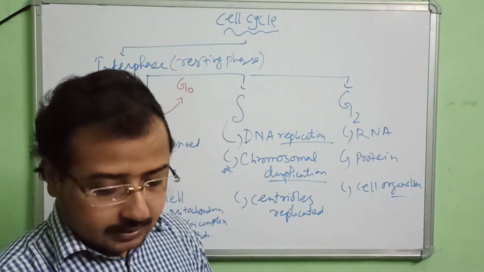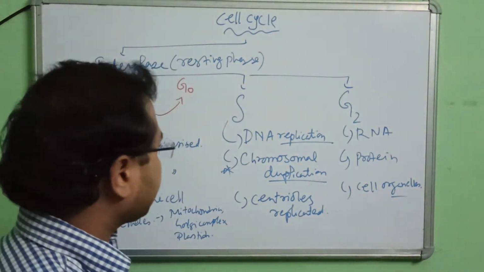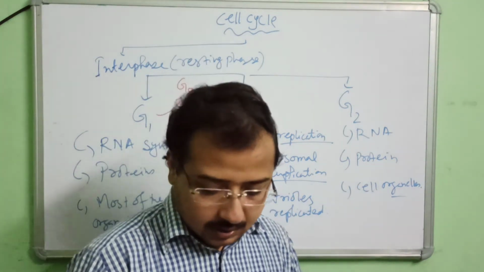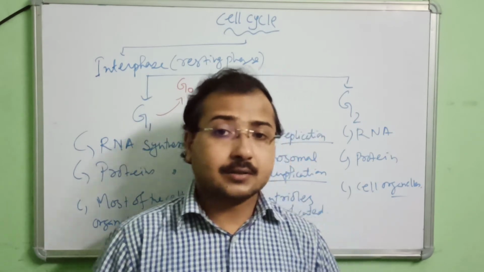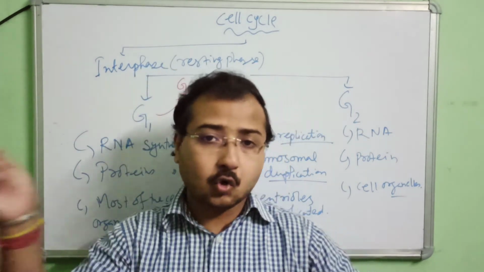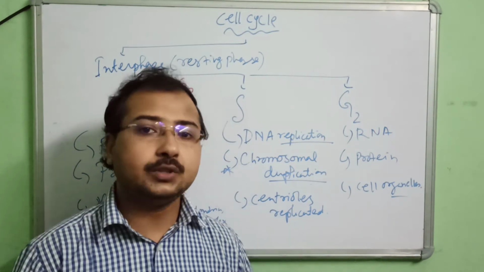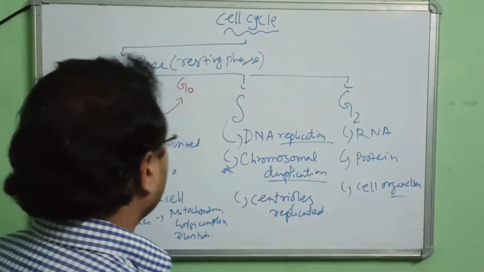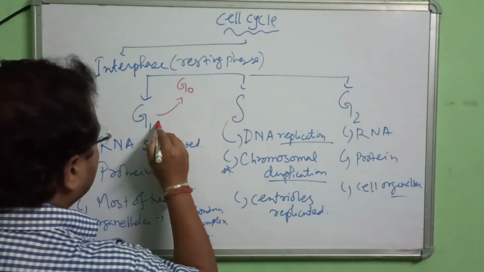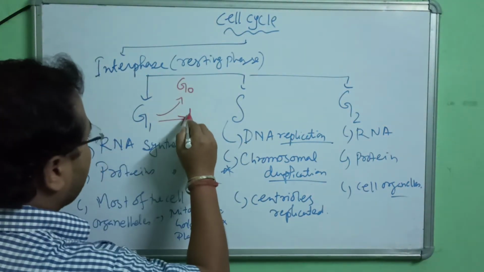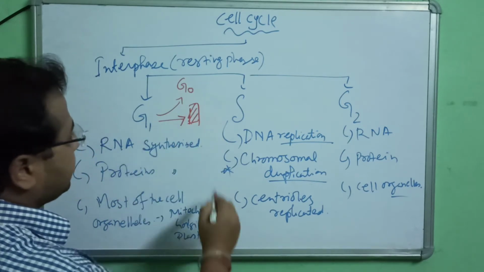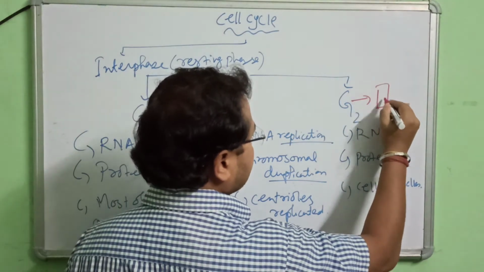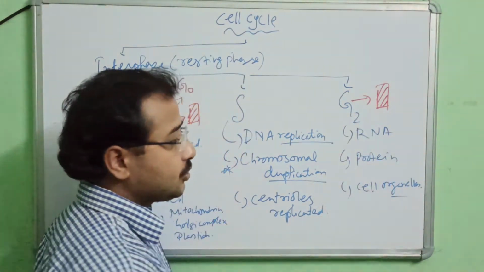Now something very important I am going to tell you. There is a concept called checkpoints. There are at least three checkpoints in a whole cell cycle. Within the interphase we have already crossed two checkpoints. One checkpoint is after the G1 phase. After the G2 phase, once it is completed, there is a checkpoint. Two checkpoints are there.